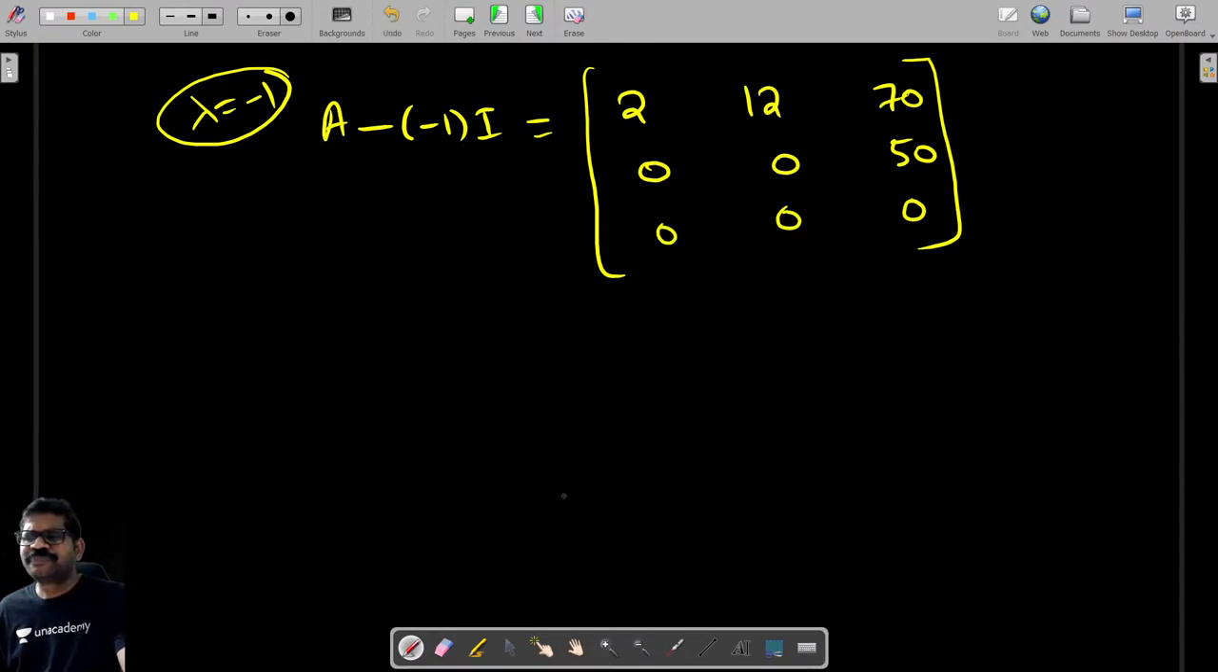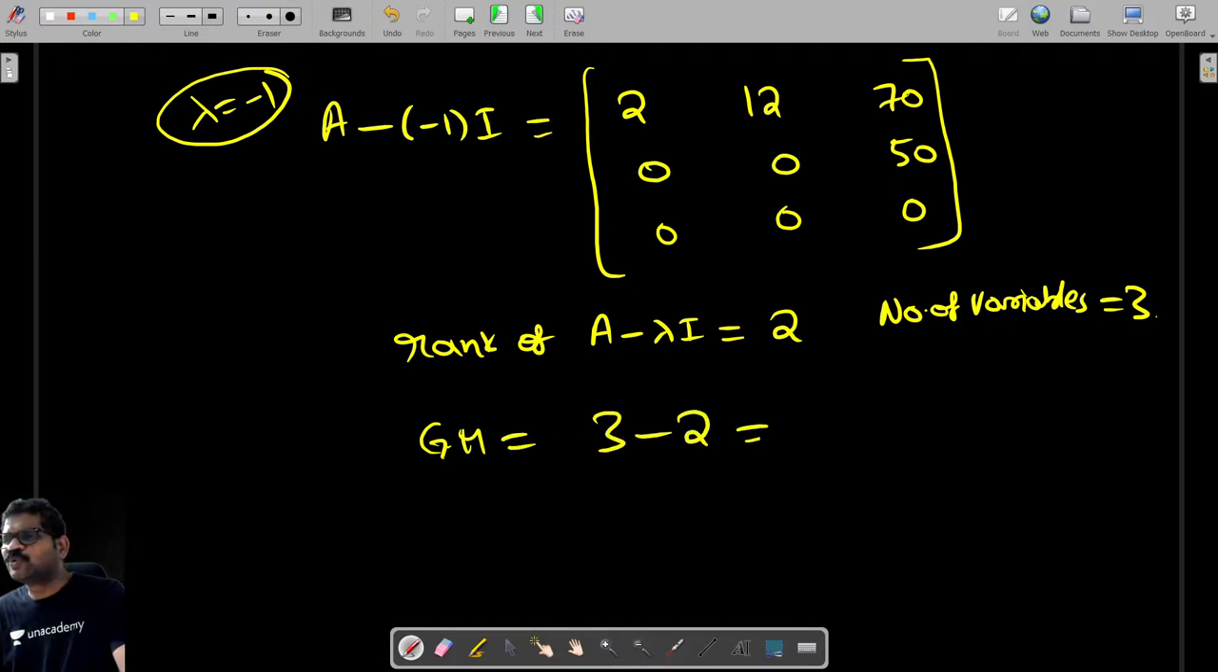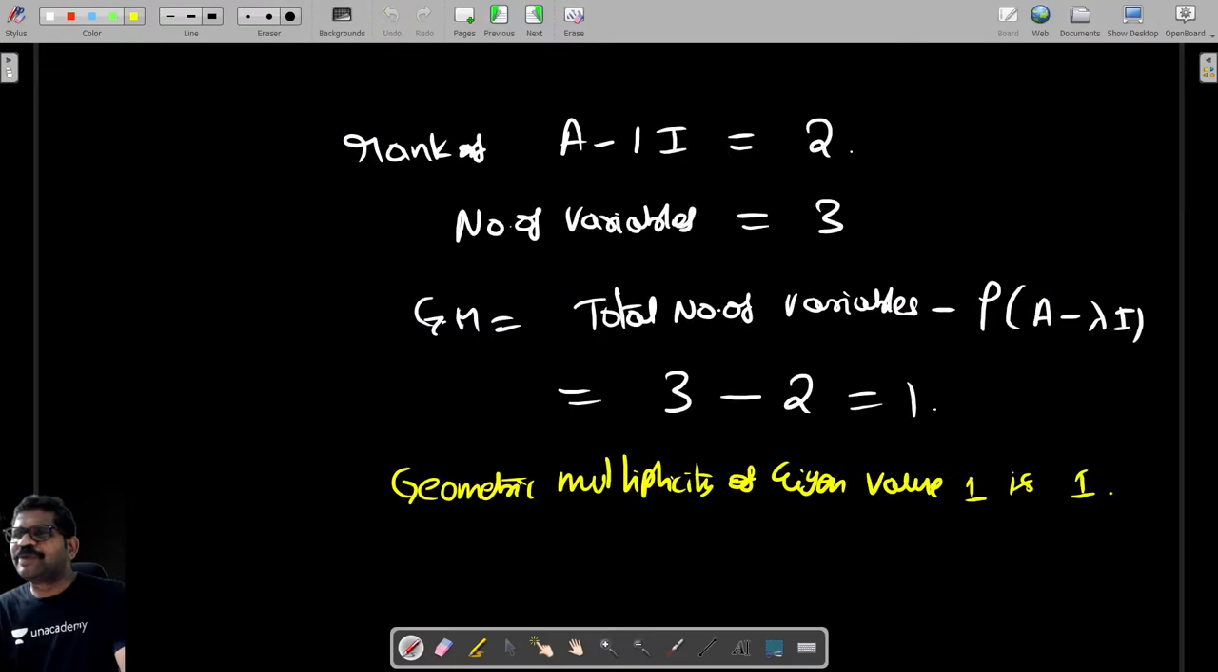Now here, rank of A minus lambda I, A minus of minus 1 I, is 2. Number of variables equal to number of columns, equal to 3. Therefore, geometric multiplicity is 3 minus 2, 1. So here, geometric multiplicity of eigenvalue minus 1 is 1. Geometric multiplicity of eigenvalue 1 is also 1.